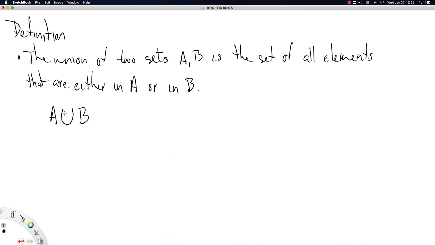And in LaTeX, you would write this one out as backslash cup, C-U-P. A union B is the set of all elements X such that X is in A or X is in B. That's not so bad. Seems like a pretty reasonable definition. It's really just the merging of the two sets into one new set.